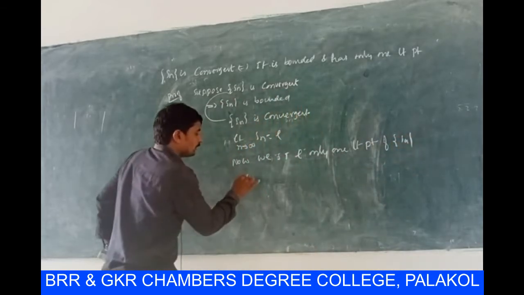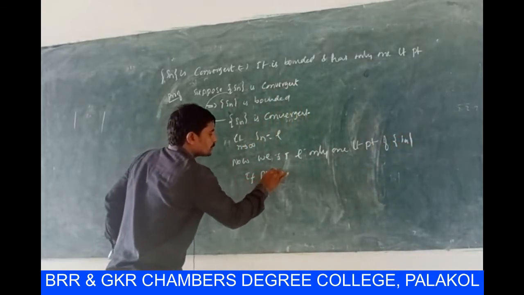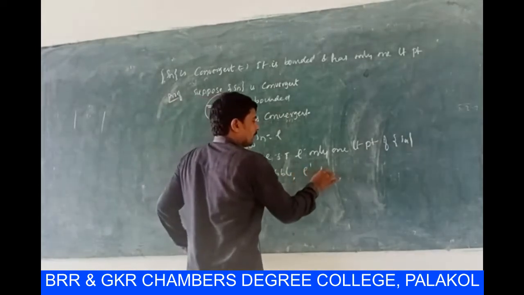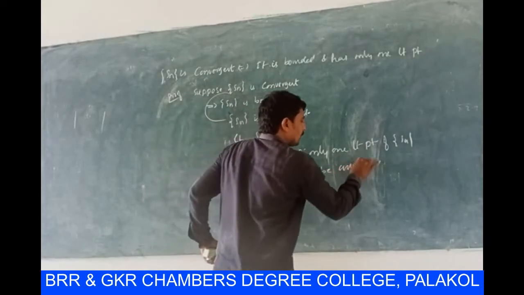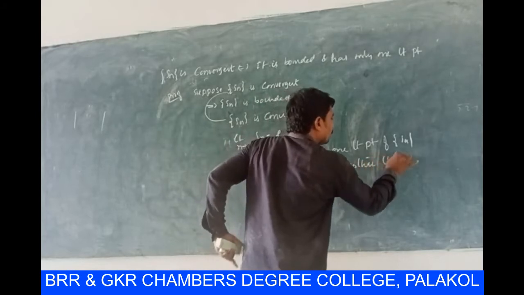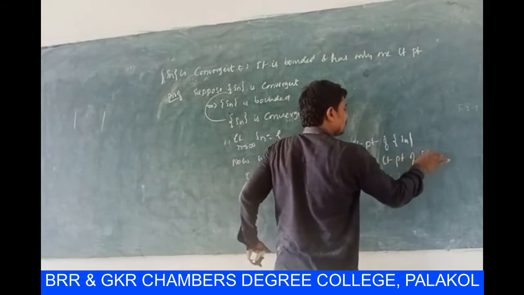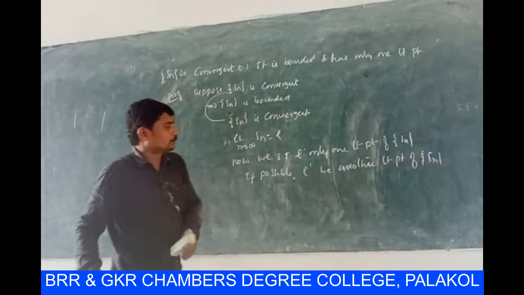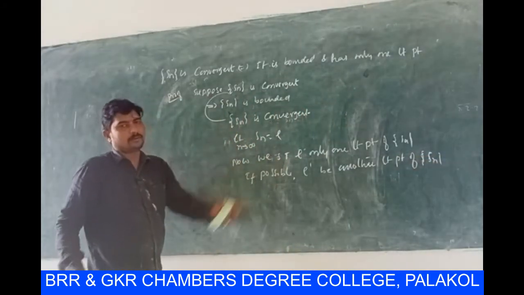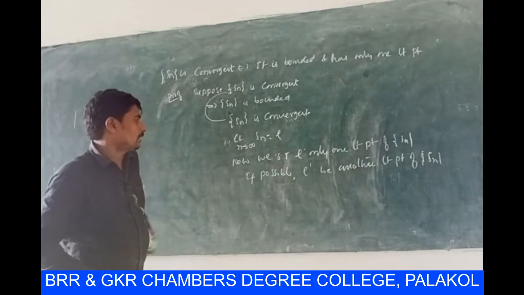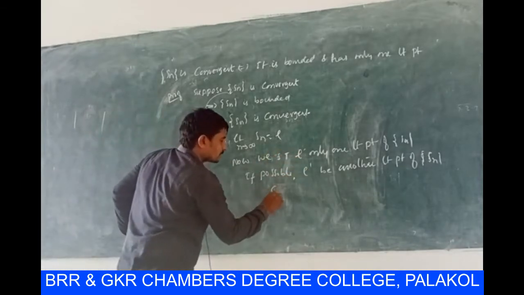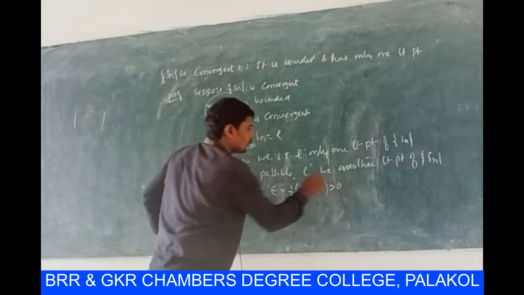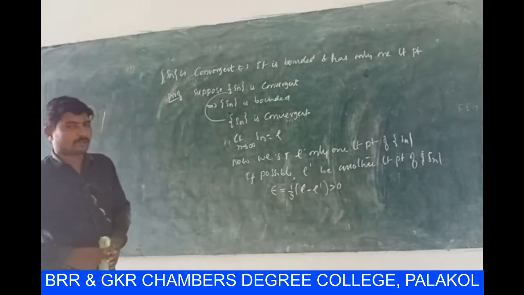But suppose, if possible, L dash be another limit point of the sequence Sn. Now, what is the relation between L and L dash? Let epsilon be equal to 1 by 3 of modulus of L minus L dash, which is greater than 0. I am choosing that as the epsilon value.